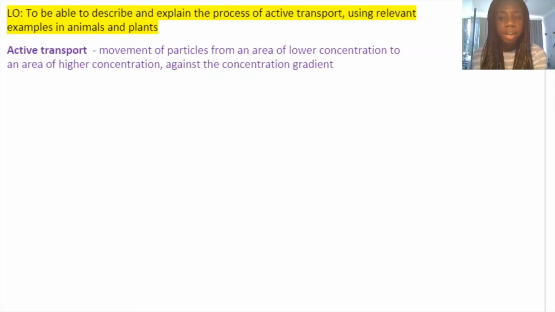That is the movement of particles from an area of lower concentration to an area of higher concentration against the concentration gradient. There's no required knowledge for this topic, however it would be good to review diffusion and osmosis beforehand, as many of the principles in these topics are relevant to active transport, including the concepts of concentration gradients and the factors which affect the rate of transport across membranes.